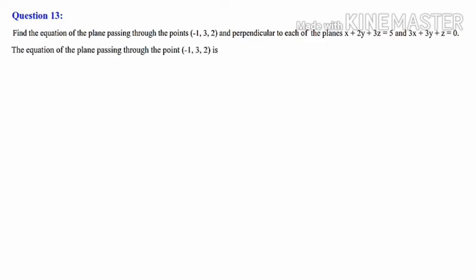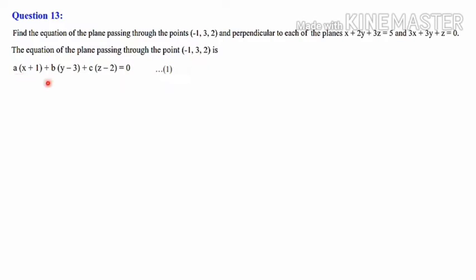We know that the equation of the plane passing through a given point x1, y1, z1 is a into x minus x1 plus b into y minus y1 plus c into z minus z1 is equal to 0. Here the point is given to us, minus 1, 3, 2. So we can write it as a into x minus x1. Here x1 is minus 1, so a into x minus minus 1, so a into x plus 1 plus b into y minus y1. Here y1 is 3, so b into y minus 3 plus c into z minus z1. Here z1 is 2, so c into z minus 2 is equal to 0. Label it as equation number 1.